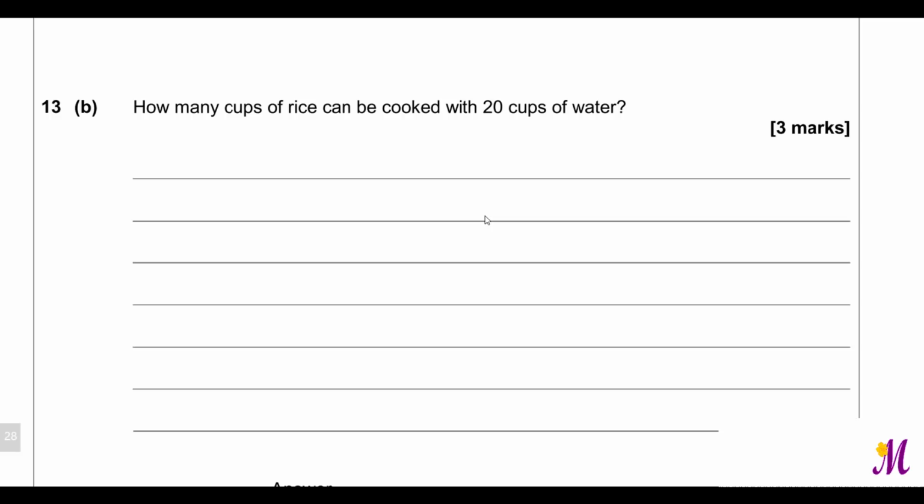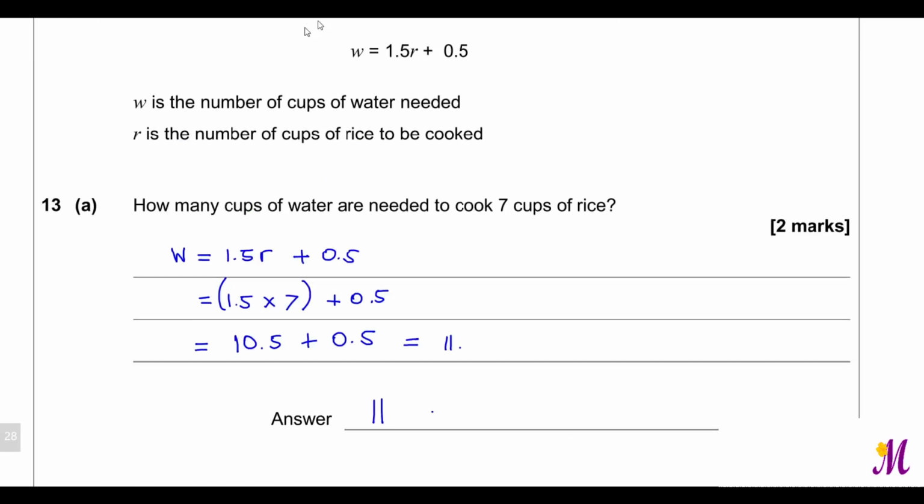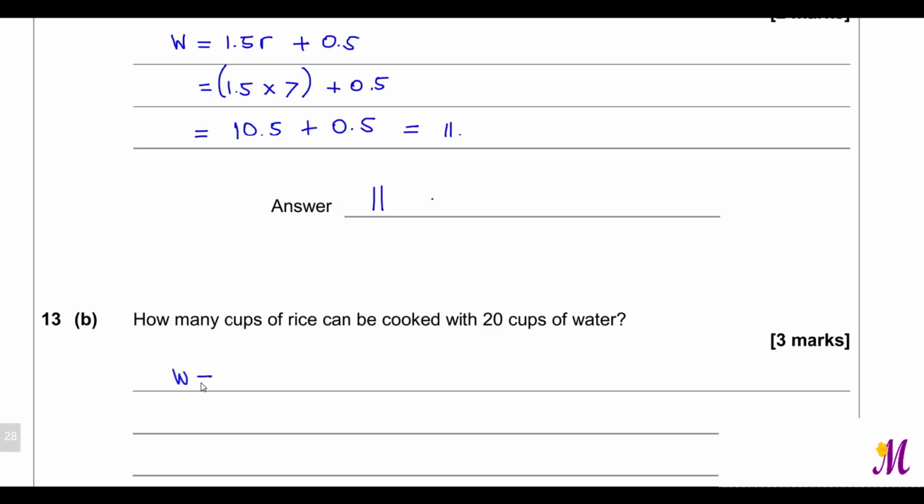The next question is how many cups of rice can be cooked with 20 cups of water? So I'd like to take this formula again. W is equal to 1.5R plus 0.5. Now we have 20 cups of water. That means W is equal to 20. So we have 20 here. 1.5R plus 0.5. This has the variable R. This is only a number and this is only a number. So I'll move 0.5 to the left hand side. It has 20 minus 0.5. It's 1.5R.